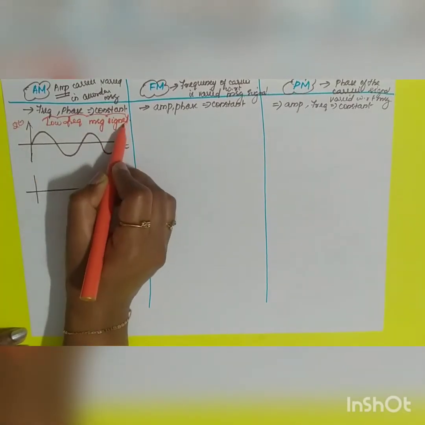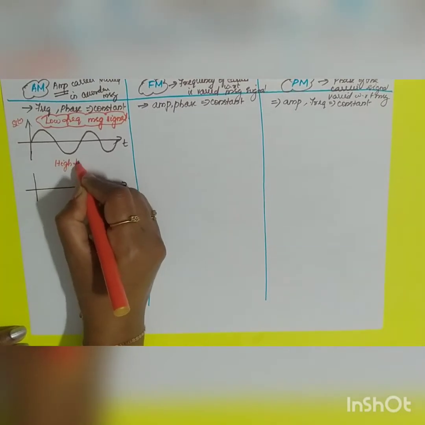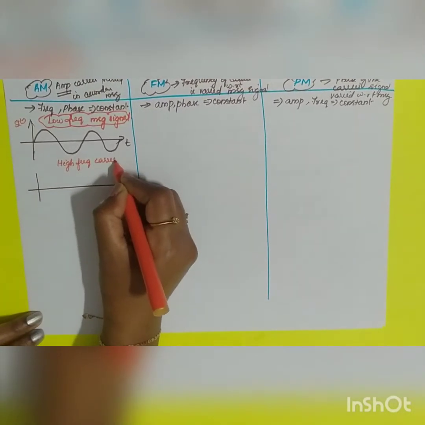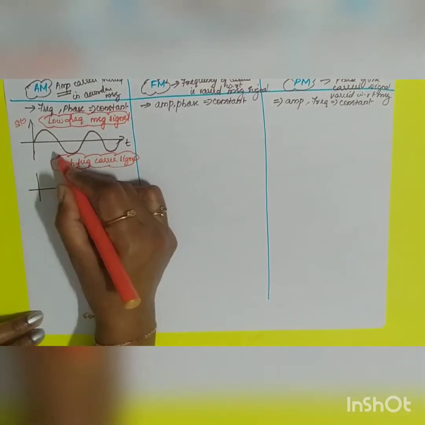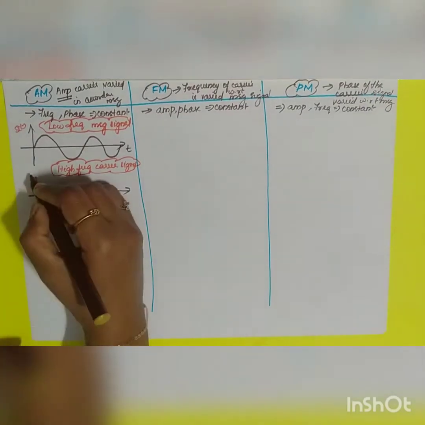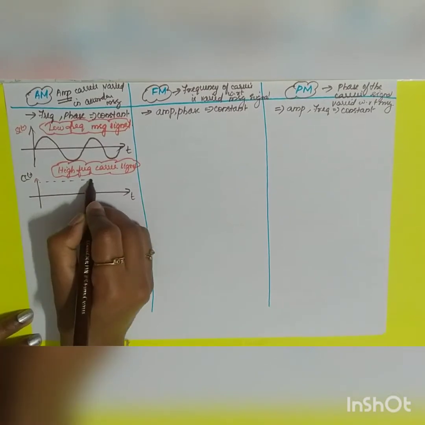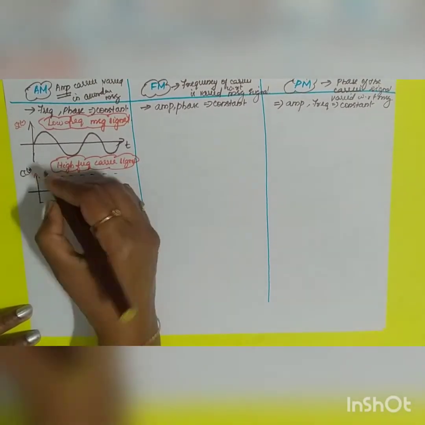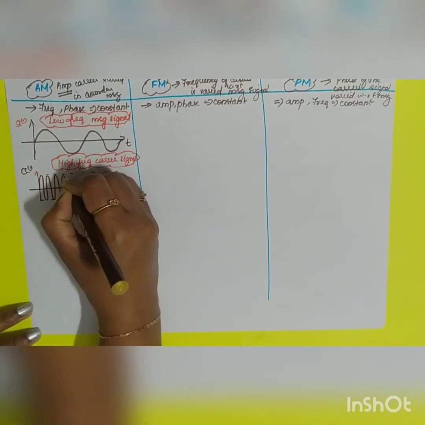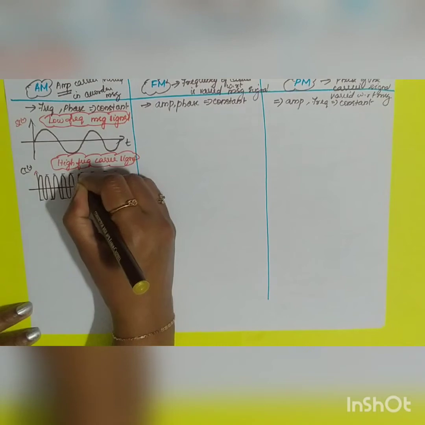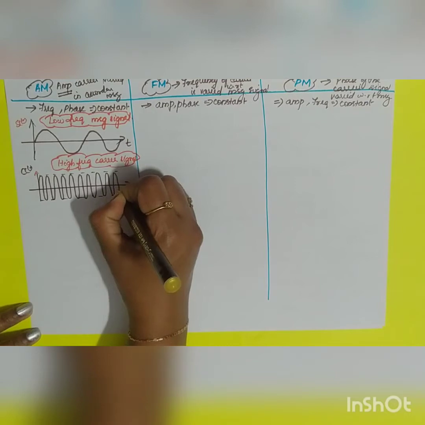So this will be your low frequency message signal. Second will be your high frequency carrier signal. High frequency carrier signal means your number of cycles will be more. Let me take this as C of t. Now your carrier signal will be very high frequency, so you will have more cycles. So this will be your C of t.